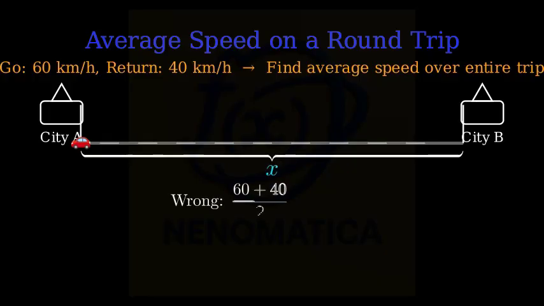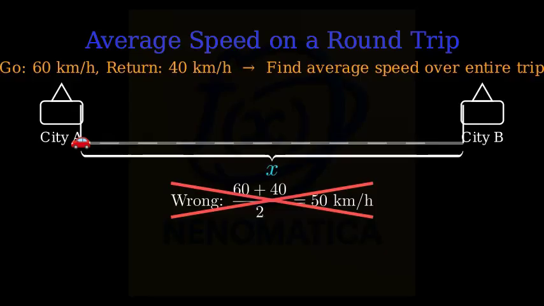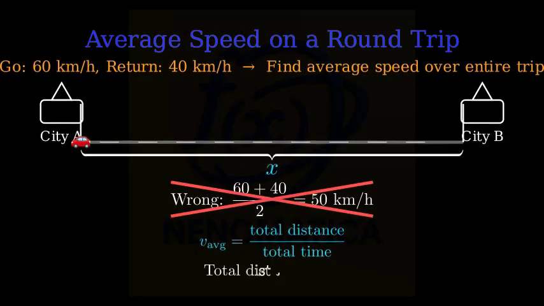A common mistake is to take the simple arithmetic average of the two speeds. That gives 50 kilometers per hour, which is not correct because more time is spent at the lower speed. The correct definition is total distance divided by total time. The total distance is 2x because we go and return.